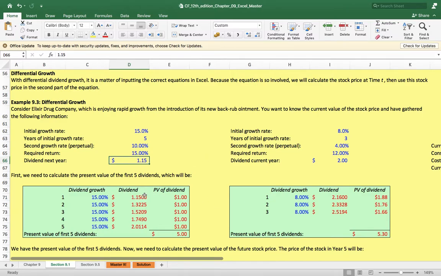So let us do it. D1 is given here, 1.1500 given in the question. D2 will be D1 times 1 plus growth, D3 is D2 times 1 plus growth, D4 is D3 times 1 plus growth, D5 is D4 times 1 plus growth. We calculate the dividends. So basically you do one and drag down, Control D or Command D will be used for this.